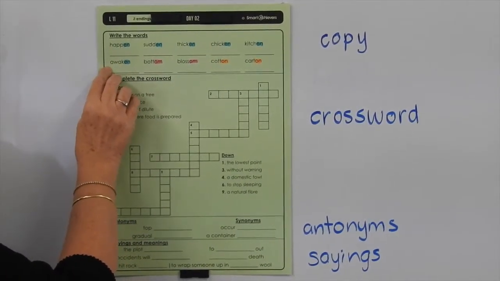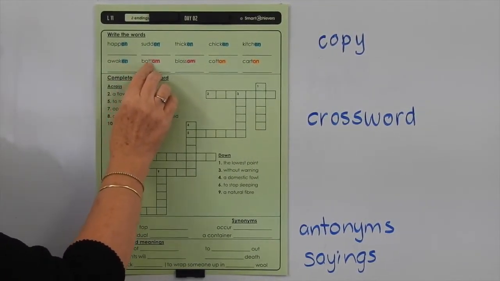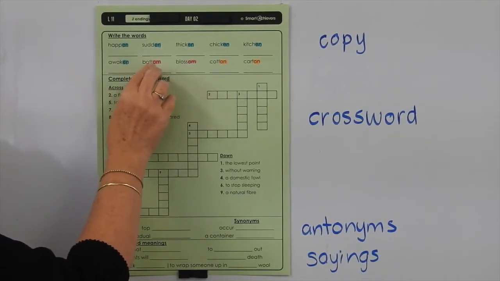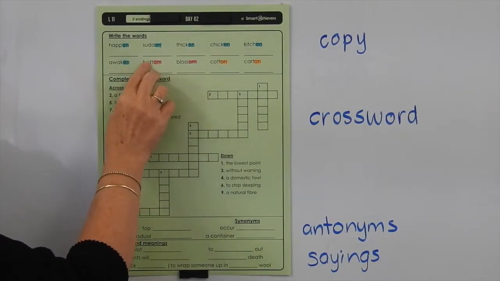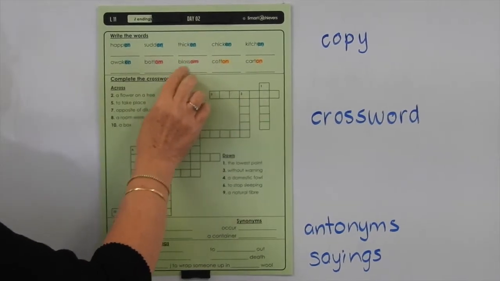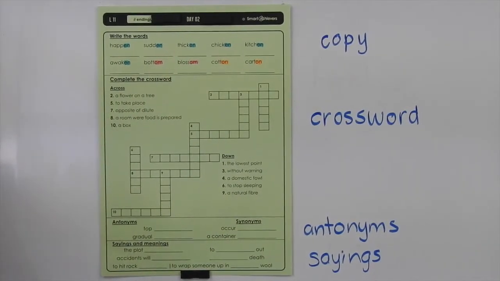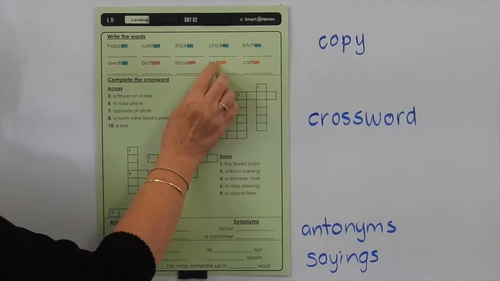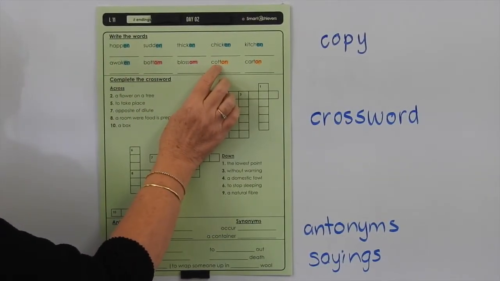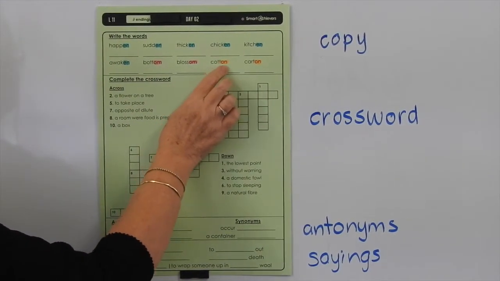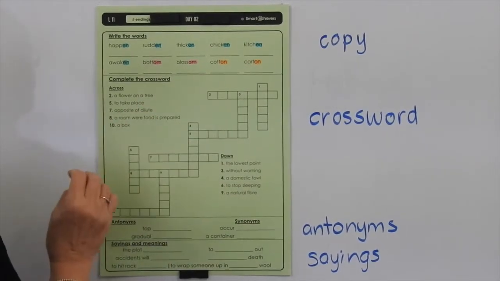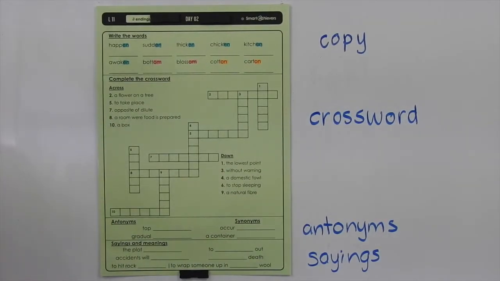Awaken is when you wake up from a sleep. Bottom means the lower part of something. The bottom of the box would mean the base of it. A blossom is the flower that we see on a tree or a plant. Cotton is a material that we collect from plants to make clothing with, and a carton is a box of something, it's a container. So let's read the words, sound the words, and spell the words.